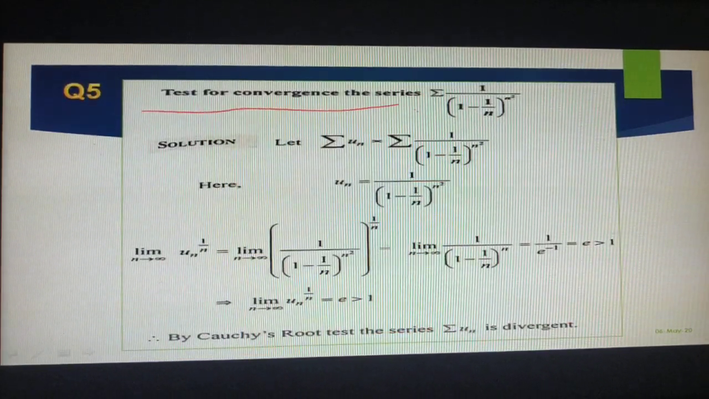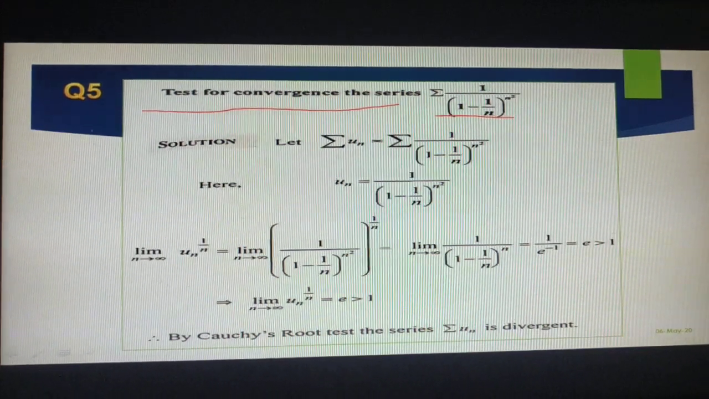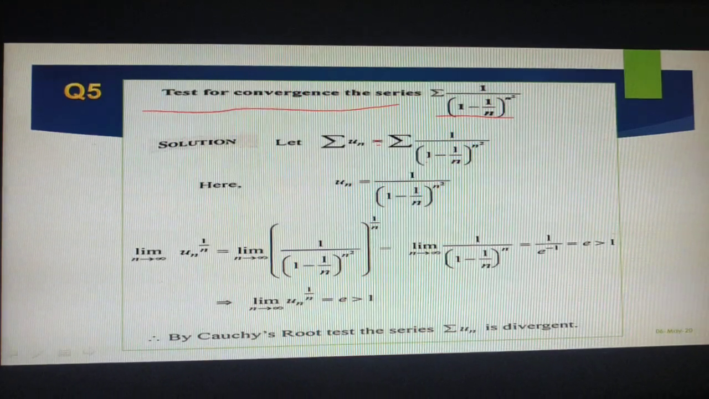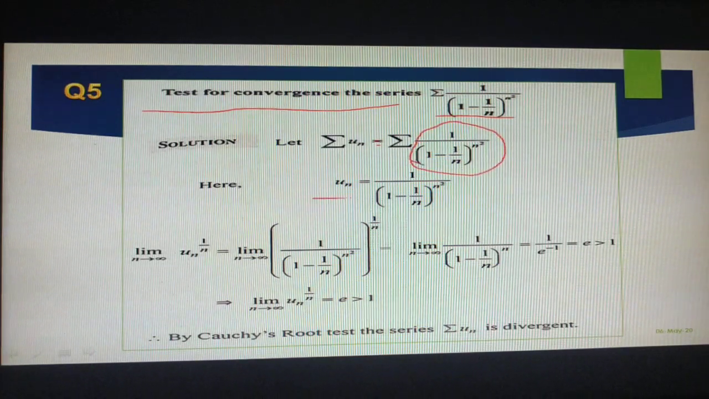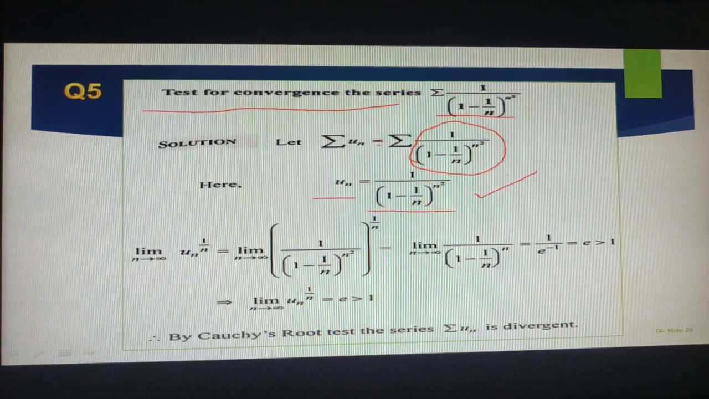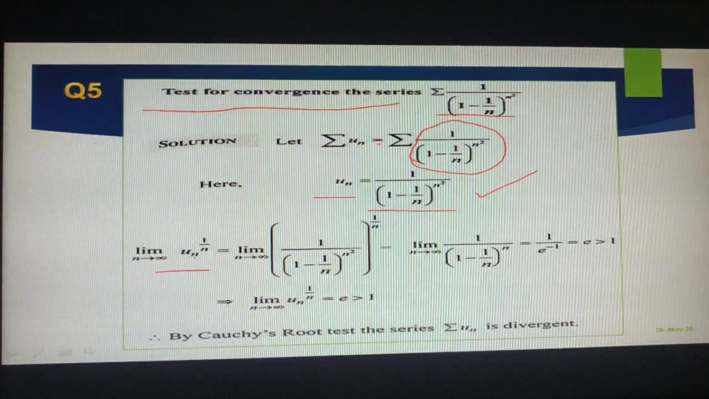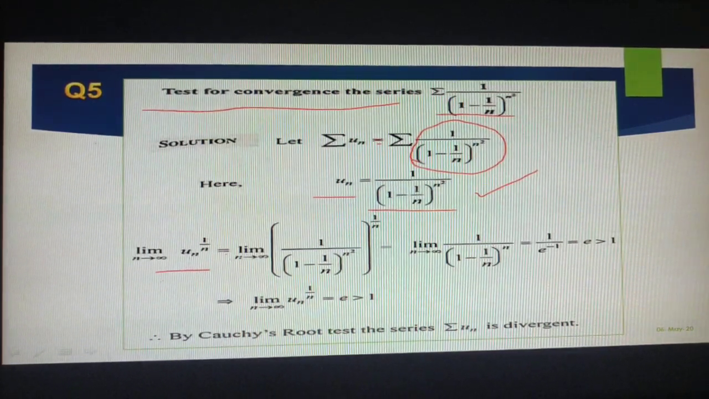So we have to test this series. I was given this nth term: summation of 1 by (1 minus 1 by n) whole to the power of n square. So this is your un. Now from this summation un, written like this, your un is just beside your sigma symbol. As usual, apply your formula as per the nth root test: limit n tends to infinity, un whole to the power of 1 by n. That is the formula.